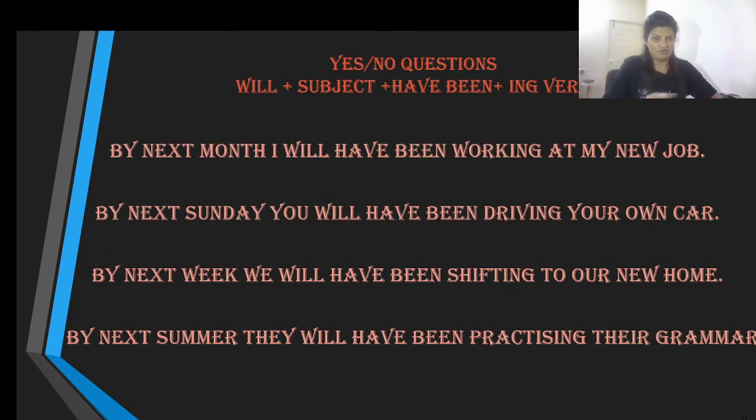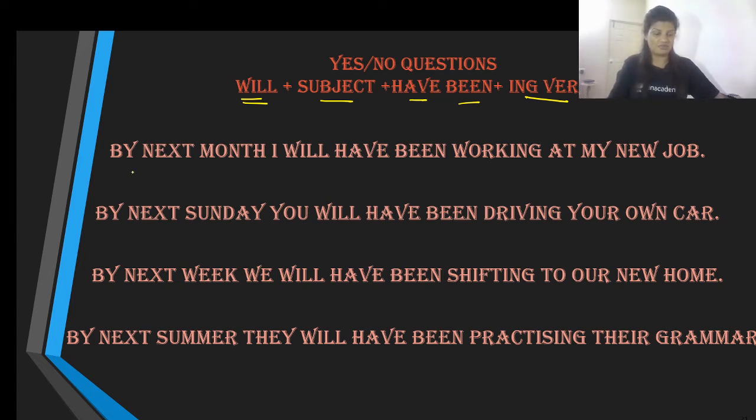Now let us move on to framing or formulating yes or no questions. Well, what are yes or no questions? Yes or no questions are those questions which actually demand the answer or the reply as either yes or no. And to formulate yes or no questions, you begin with an auxiliary first. After the auxiliary, you bring the subject and then have been, and then comes the ing verb, and you end it with a question mark.